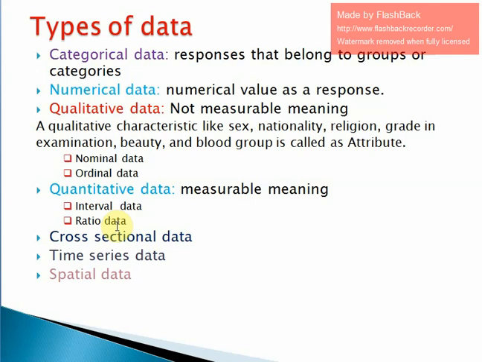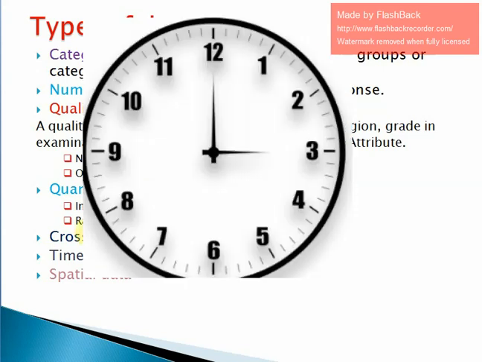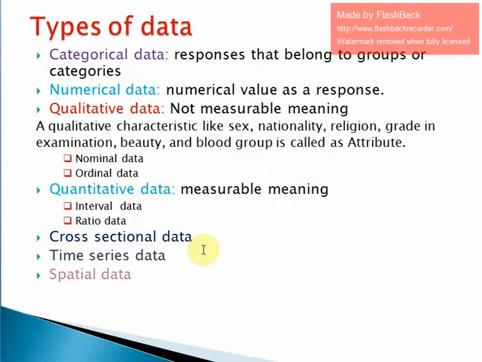There is one more type of data, that is cross-sectional data. Cross-sectional data is data at a particular point of time. Suppose today is 11th January. At this moment, whatever event is happening is recorded. This recorded event is nothing but cross-sectional data. We can relate this data to the future or to the past. So cross-sectional data means anything we are collecting at a particular period of time.